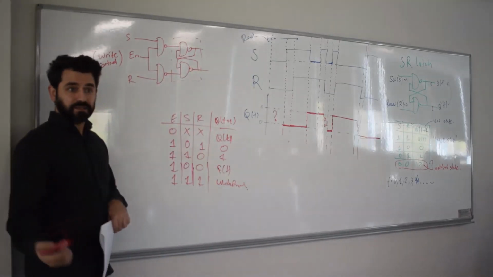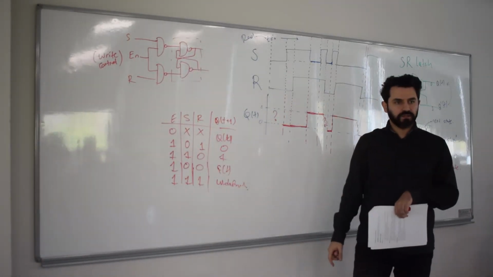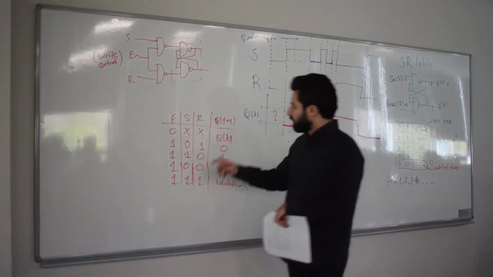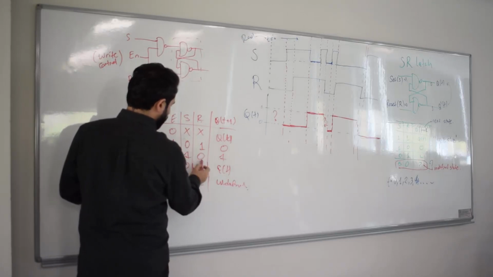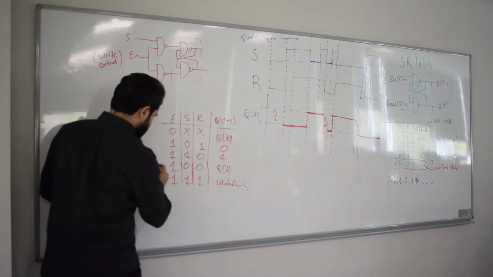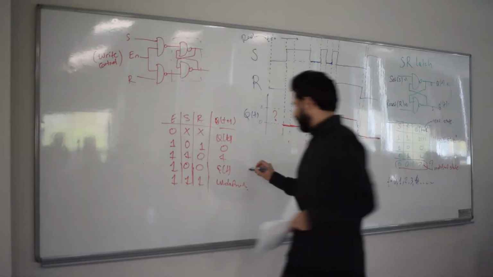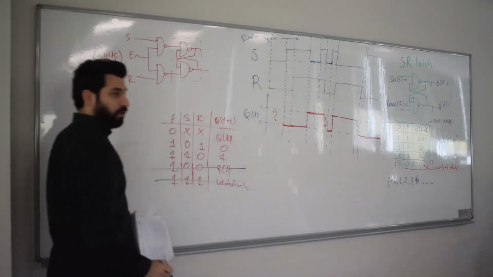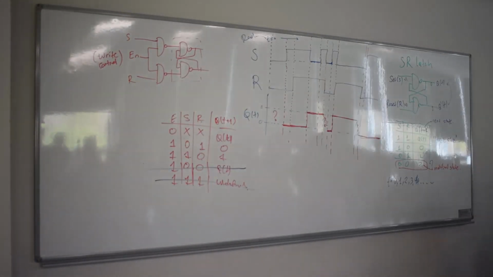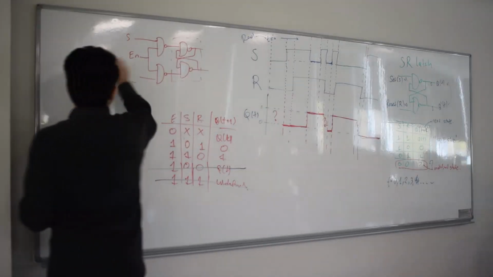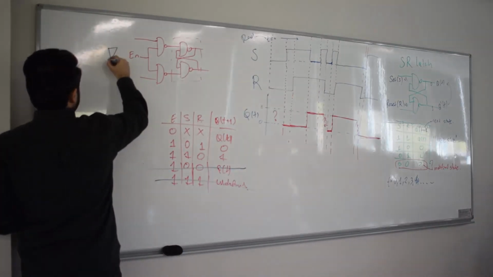Okay, and what we did last time is that we can actually get rid of this undefined state. How? By making sure that S and R could either be 0, 1 or 1, 0. In other words, just eliminate the last two rows, right? Just disable this one and disable this one. How? We can just connect a NOT gate, right? A NOT gate right here. Let's just connect a NOT gate here, okay?